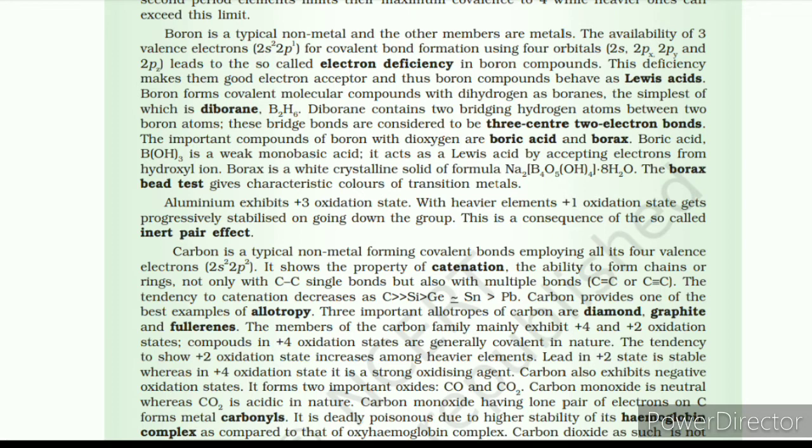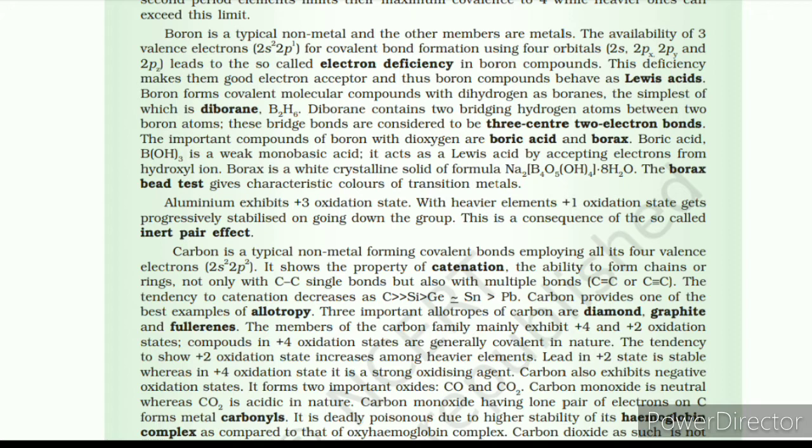Carbon is a typical non-metal forming covalent bonds employing all its 4 valence electrons. It shows the property of catenation, the ability to form chains or rings, not only with carbon-carbon single bonds but also with multiple bonds. The tendency for catenation decreases as C is much greater than Si, which is greater than Ge, which is almost equal to Sn, which is greater than Pb. Carbon provides one of the best examples of allotropy. The 3 important allotropes of carbon are diamond, graphite, and fullerenes.